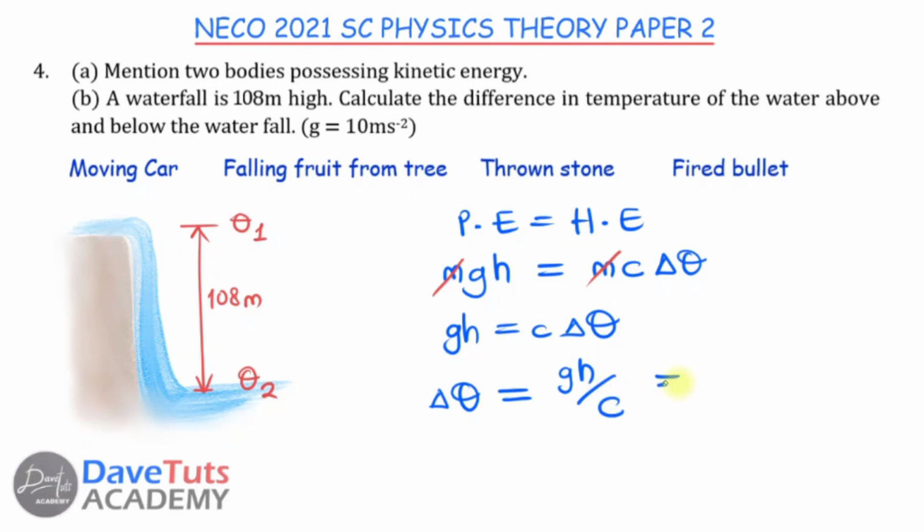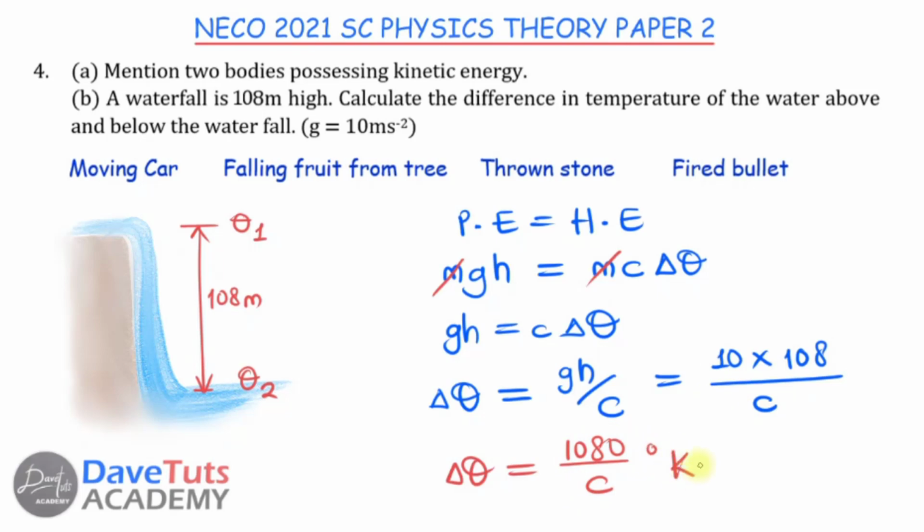And what are the parameters that we are given? We are given G as 10 meters per second square. We are given H as 108 meters. We are not given C, so you can just leave it as C. I think C is about 4,200 joules per kilogram per Kelvin. But since we are not given it, just leave it at that, and you can finally state that the change in temperature for this particular waterfall is 10 times 108, which is 1080 over C. But then you do have to mention the unit, so it is degree Kelvin, or you can say degree centigrade. It is a change, so any one will do, and you'll be fine.